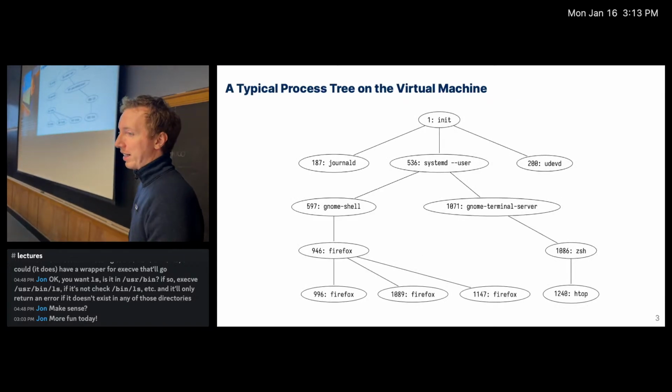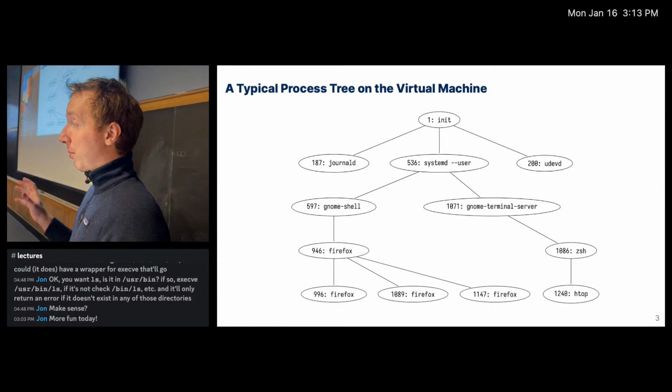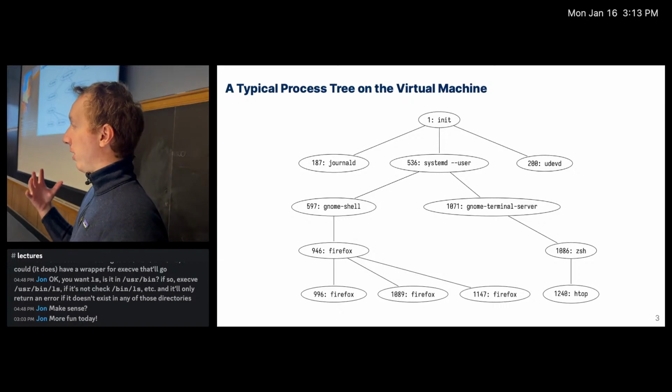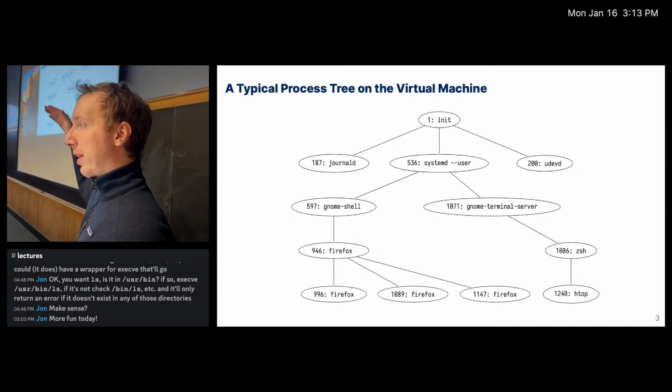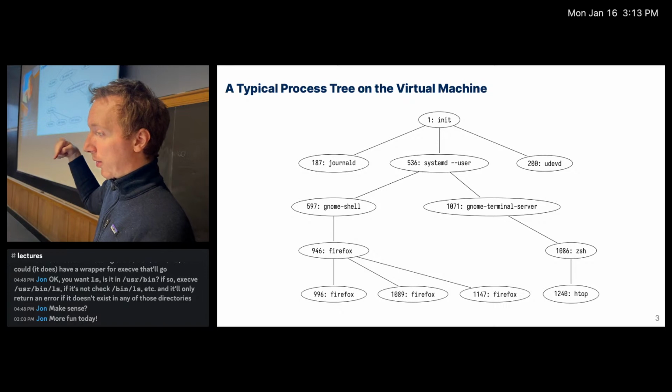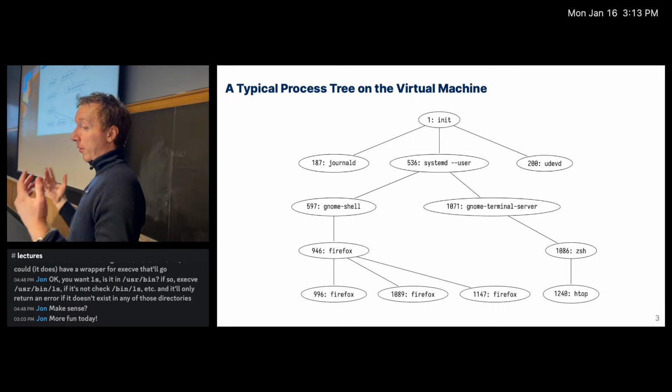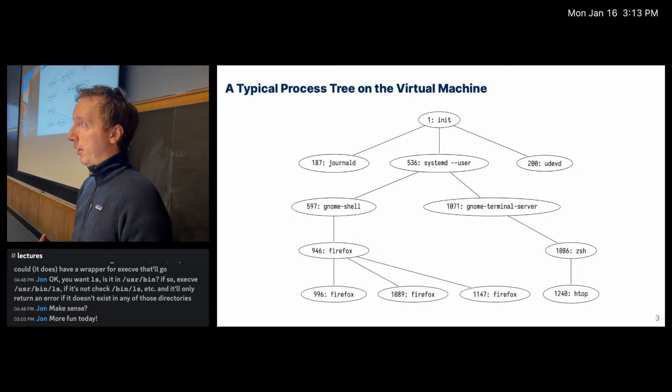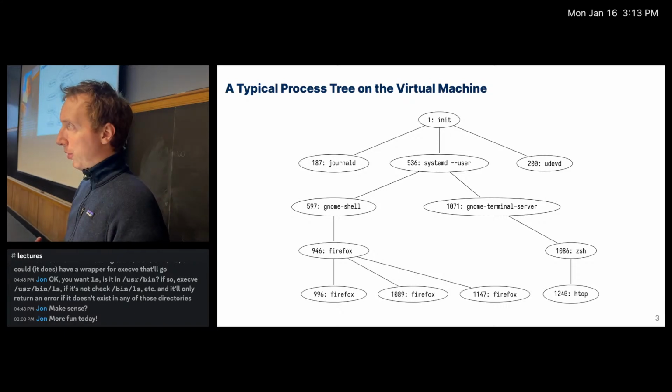So this is what a typical process tree looks like, of that parent-child relationship. Everything at the top is a parent, and whatever is below it with that line is its direct child. If you have a virtual machine or you use a Unix system and you run top or htop, something like that, this will be your parent-child relationship.